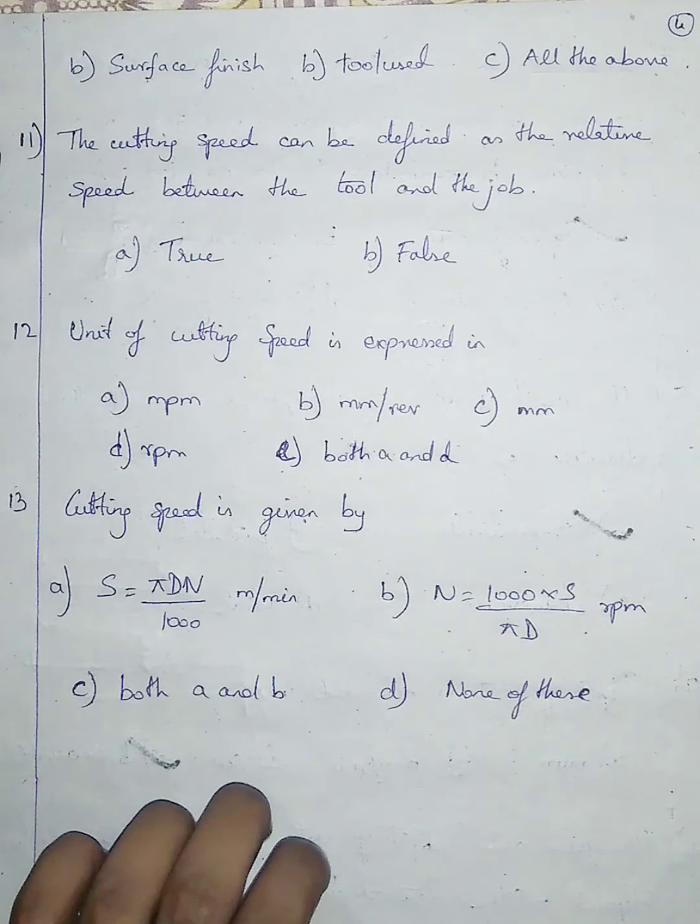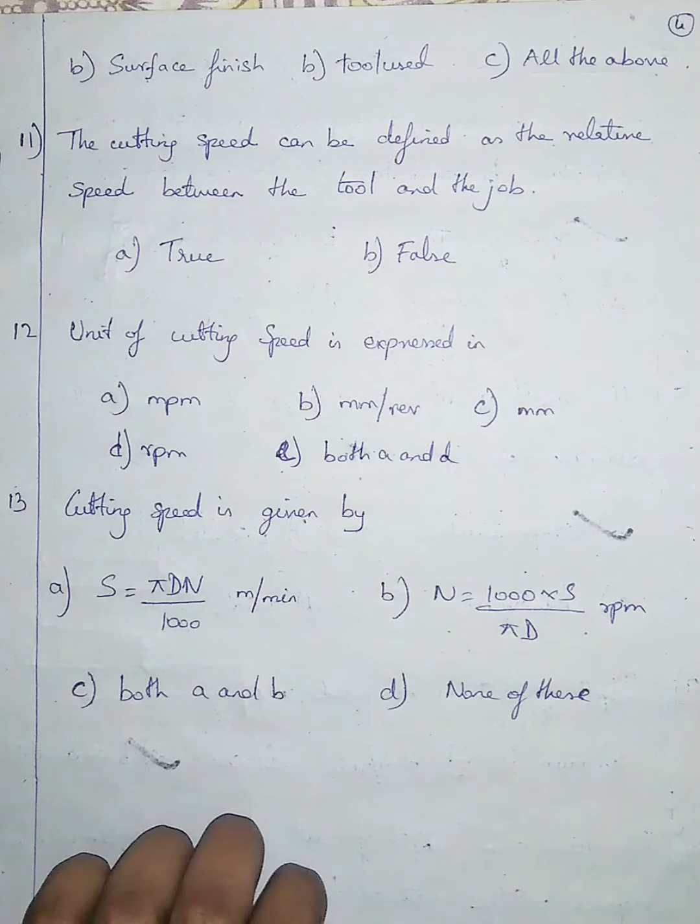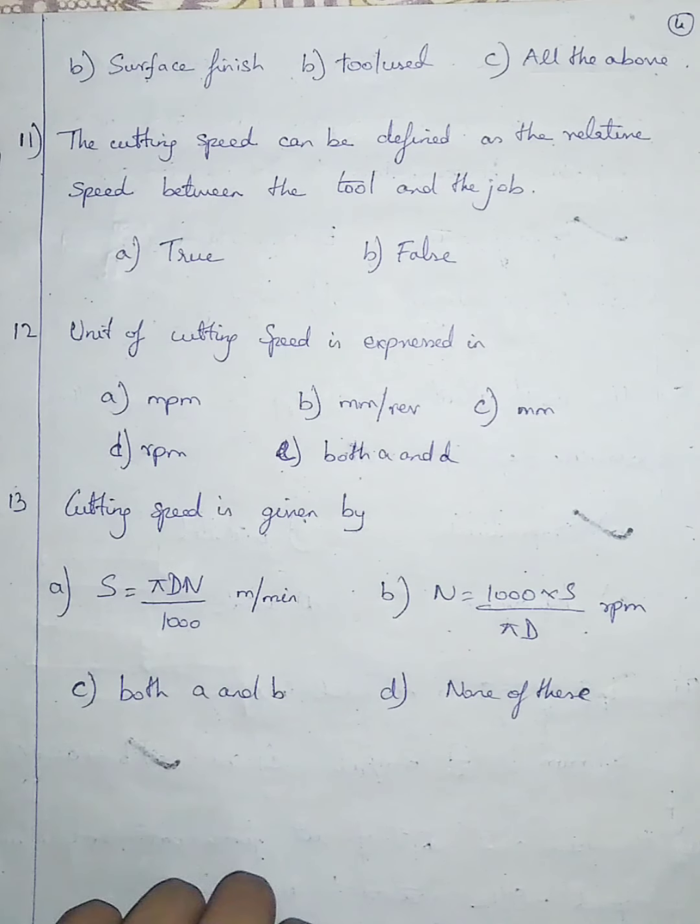Option number B is given as surface finish. Option number C is given as tool used. And option number D is given as all the above. The feed and depth of cut depends upon the material to be machined, surface finish, and tool used.